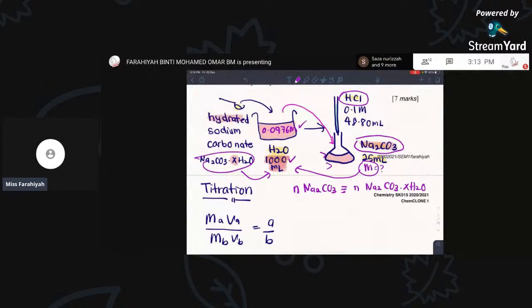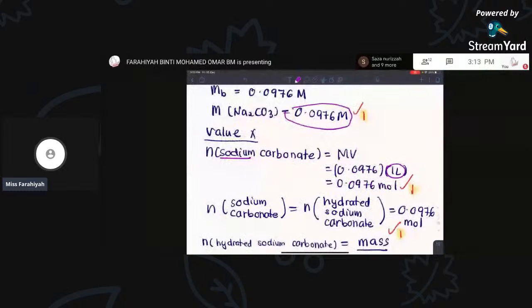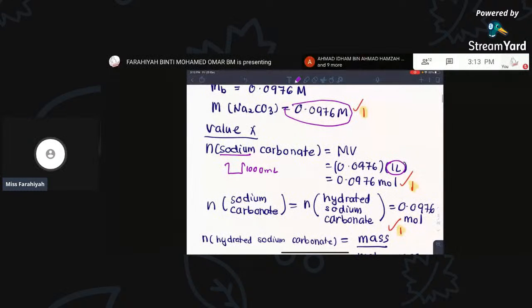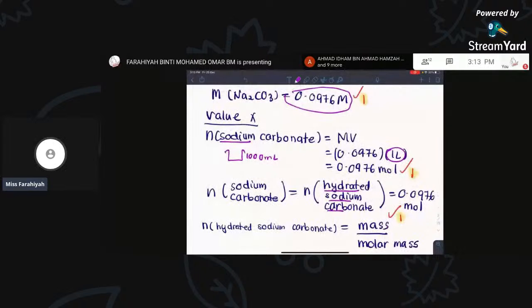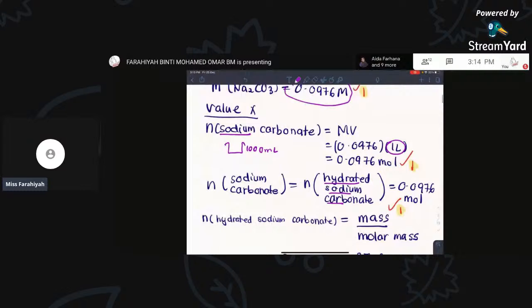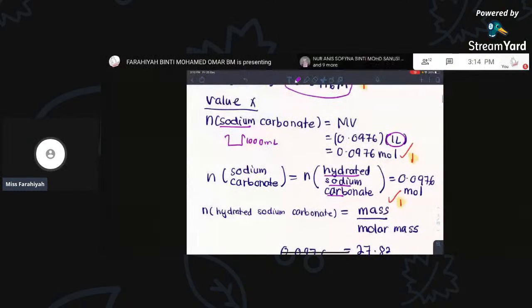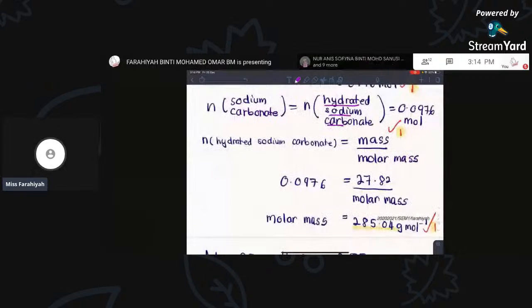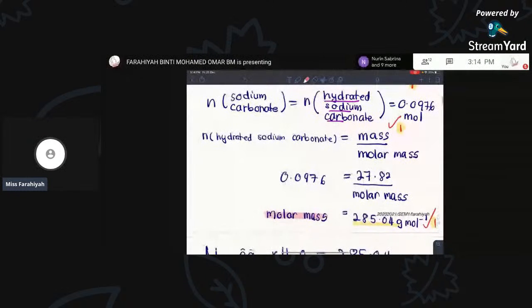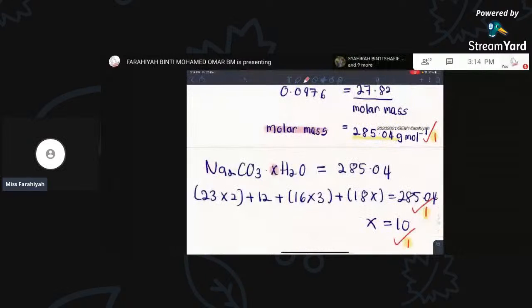Okay. So jadi bilangan mol untuk sodium carbonate dalam kamu punya 1000 ml ni akan sama dengan bilangan mol untuk hydrated sodium carbonate. Okay. So you akan dapat satu lagi markah bila you cari mol untuk hydrated sodium carbonate, and then daripada mol you boleh tukar kepada molar mass. Okay, you dapat lagi satu markah. Okay. So sekarang ni daripada molar mass ni lah nanti baru kita buat next step untuk nak cari X. Okay. So you punya molar mass dia will be 285.04. Okay. And jadi kat sini you boleh kira lah berapa nilai kita punya X. So X will be 10.